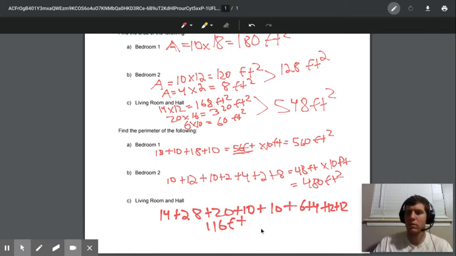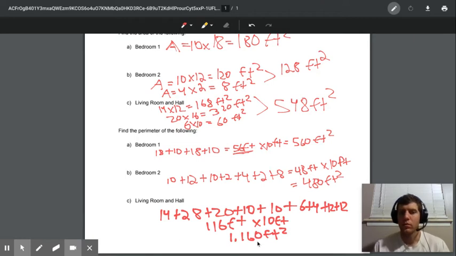The height of the wall is 10, so we're going to multiply by 10 feet. Okay, so 116 times 10 is going to be 1,160 feet squared. Right, so that's the area of the walls of the living room and the hall.